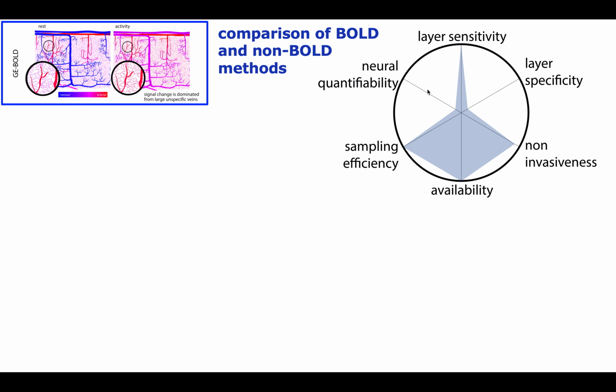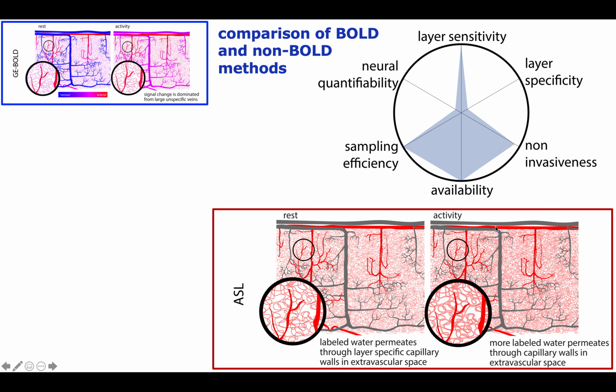Now let's compare this with ASL. In ASL, we don't have these large draining veins. They are grayed out, but we are in fact only sensitive to the water exchange of the small capillary bed, indicated in the background here as this halo, meaning that we have a much higher specificity. But the availability is getting better, especially since the patent ran out. The sampling efficiency is much lower. You need more experiments with this tagging control, and the quantifiability is also better.